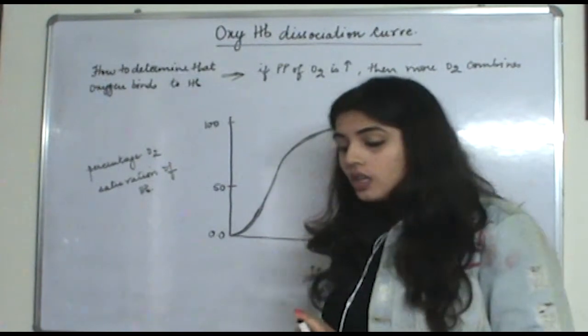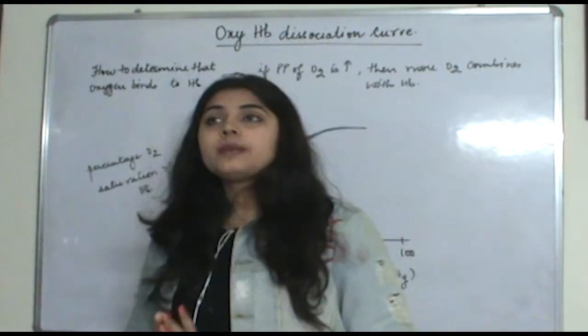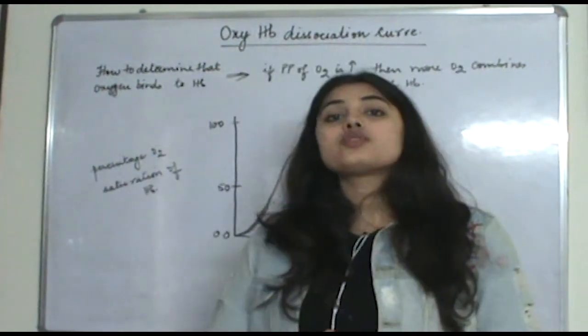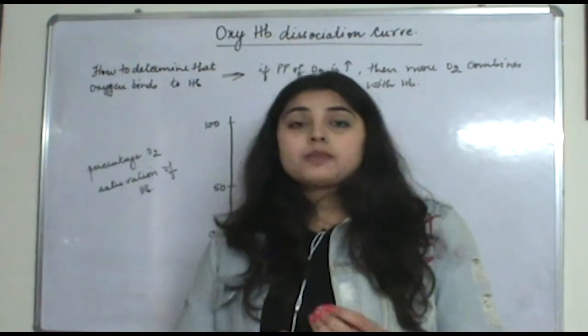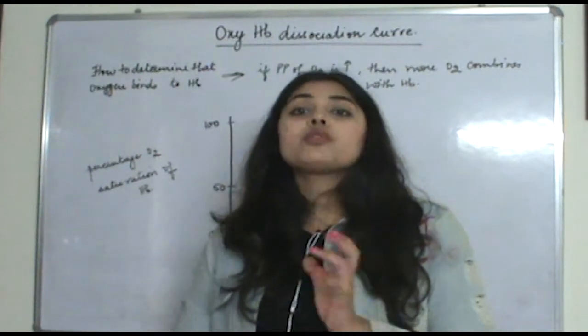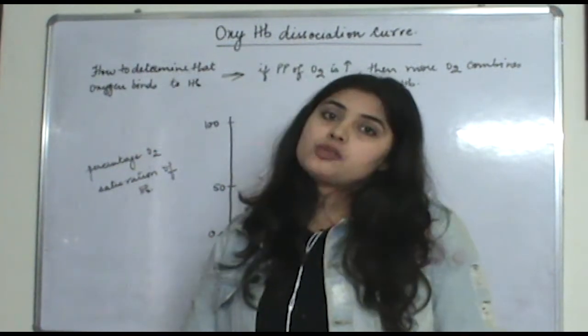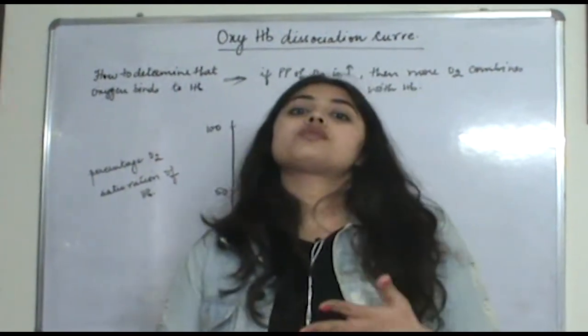Hi guys, welcome to another video, and in this video we will be talking about the oxy-haemoglobin dissociation curve. That means in this video we will be totally focusing on how much oxygen is binding or is bound to hemoglobin when the partial pressure is less and when the partial pressure is more.